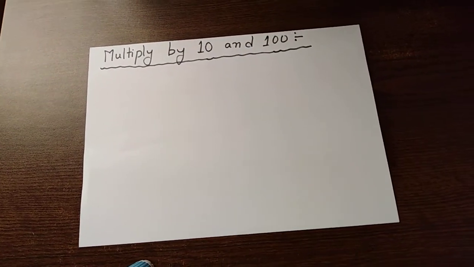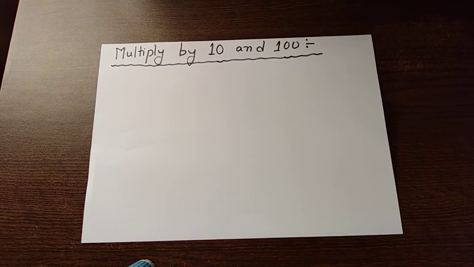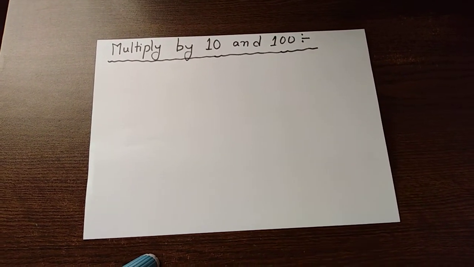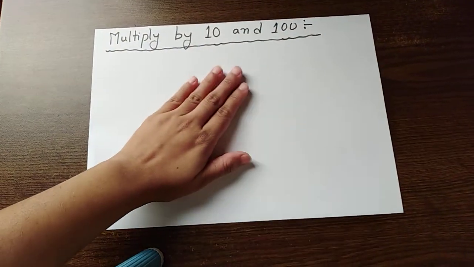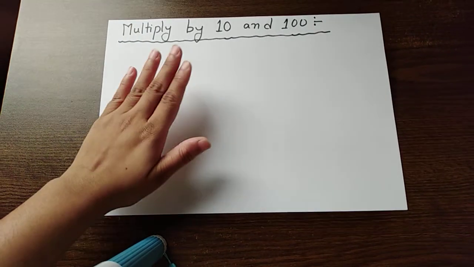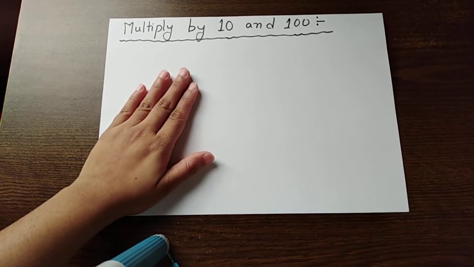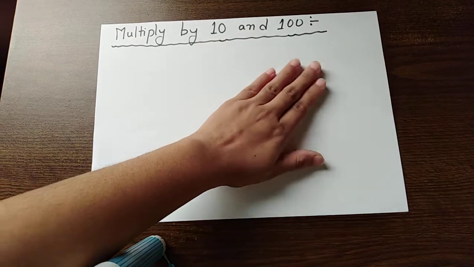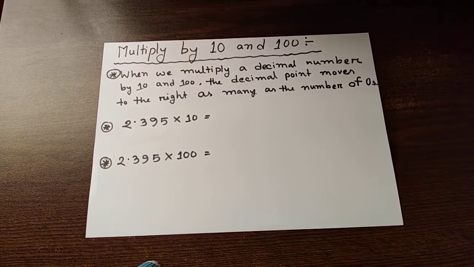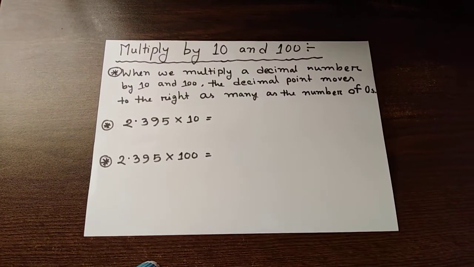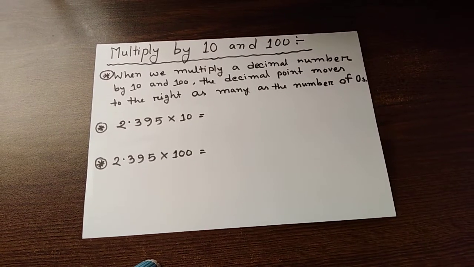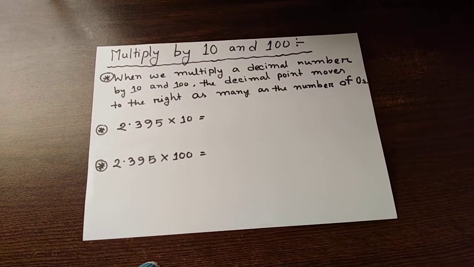Now I am going to tell you another system of multiplication. Here is the multiply by 10 and 100. I want to show you how to multiply a decimal fraction by 10 and 100. There is a small technique, like a short technique, to multiply a decimal number by 10 and 100.